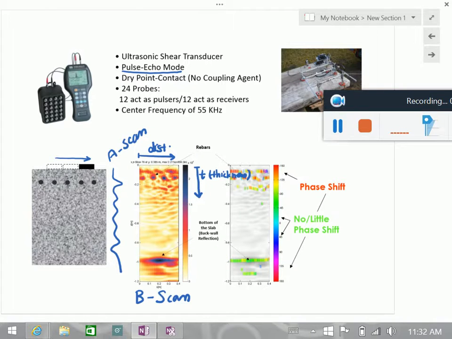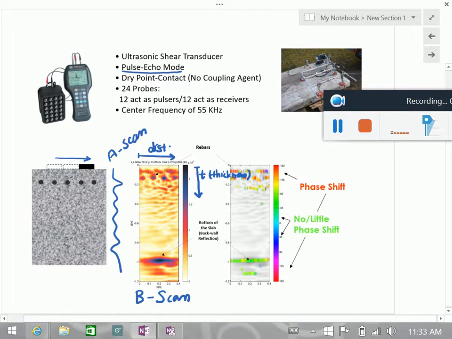And then wherever you see a large, like here, a blue kind of color, that means you have reflection, right? So those are the locations where you have reflection. In this case, you have reflection from the steel reinforcement. You have reflection from the bottom of the slab, very strong.